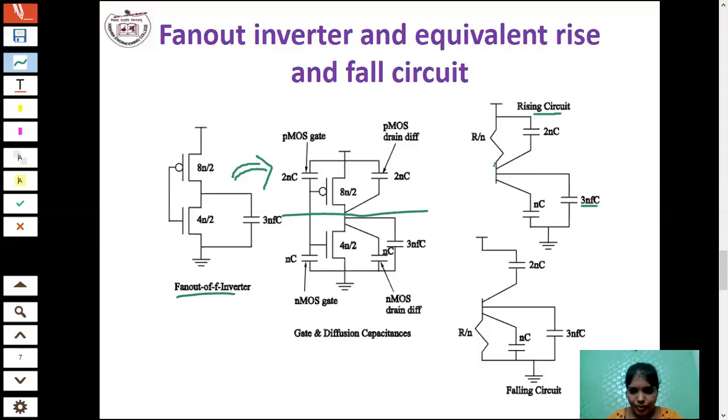This is our PMOS transistor. No need to draw the transistor and all, just draw the resistance of the PMOS transistor. Draw the capacitance value, that is 2NC. Here no need to mention the input capacitance value because we are considering the load values. Then draw the drain capacitance, that is NC. Similarly, you have to draw the falling circuit. For the falling circuit you have to consider the NMOS. For the NMOS, draw the capacitance value, the corresponding NC and 3NFC values.